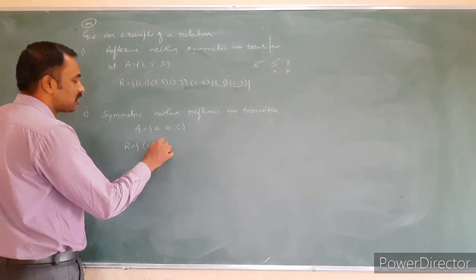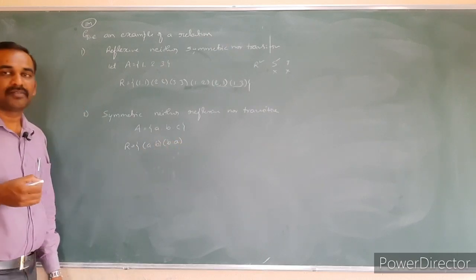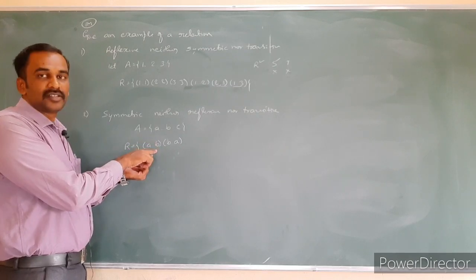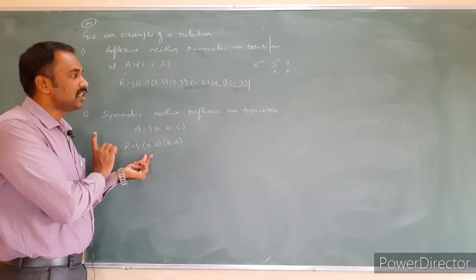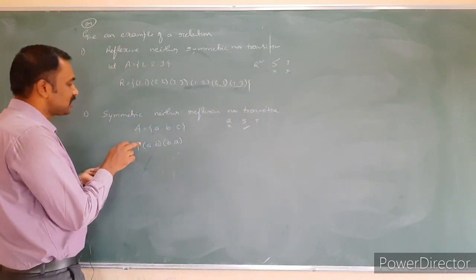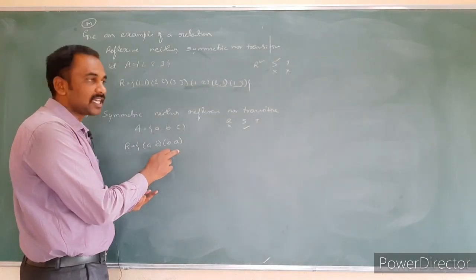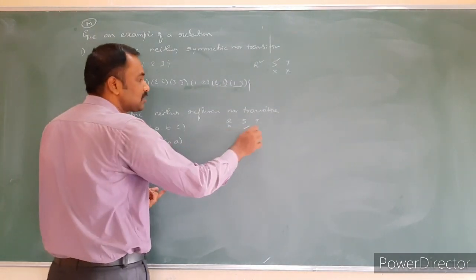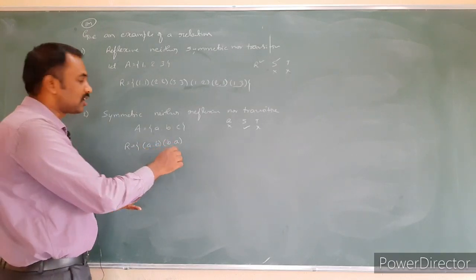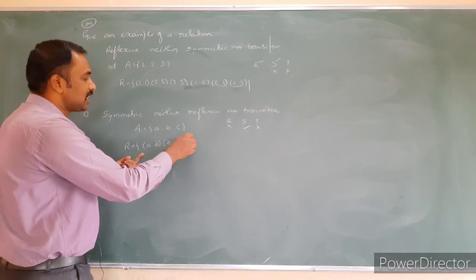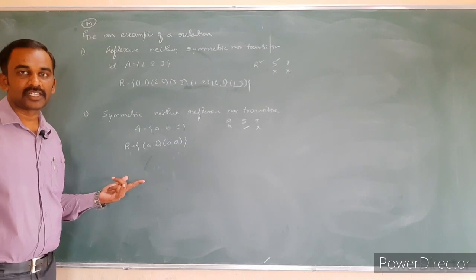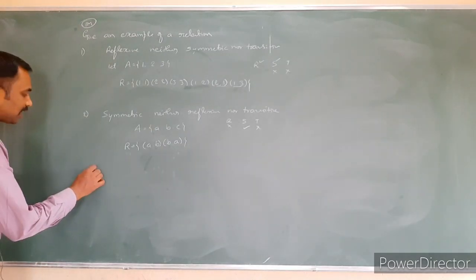Symmetric means if one ordered pair A comma B is present, then B comma A is also present. Is it reflexive? A belongs to the set, but A comma A is not there, so it is not reflexive. Next, symmetry is required. Is it symmetric? Yes, A comma B, B comma A. Yes, symmetry is satisfied. It should not be transitive. Check that: A comma B, B comma A, so A comma A is required, but it is not there. Therefore it fails in transitive, and we got the required result. Are you clear about this one? This is how we have to write the example.